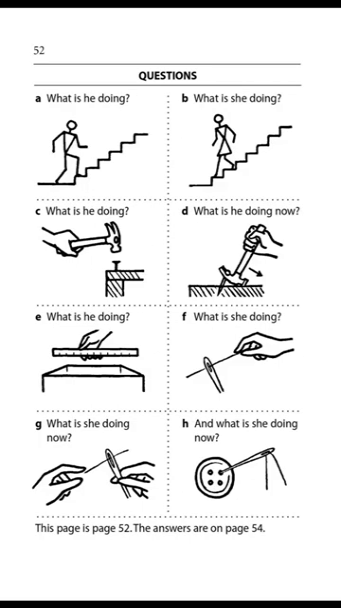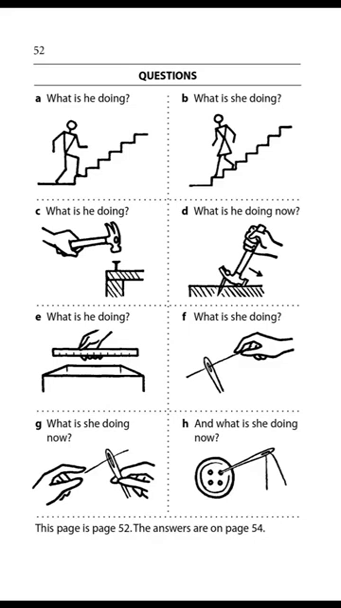Page 52. Questions. A. What is he doing? He is going up the steps. B. What is she doing? She is going down the steps. C. What is he doing? He is putting a nail in with a hammer. D. What is he doing now? He is taking a nail out with a hammer.